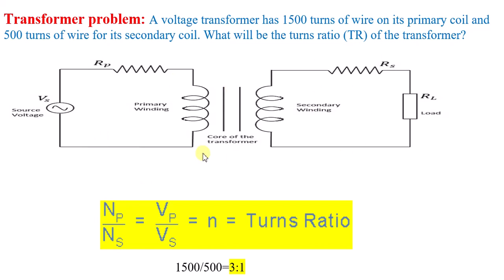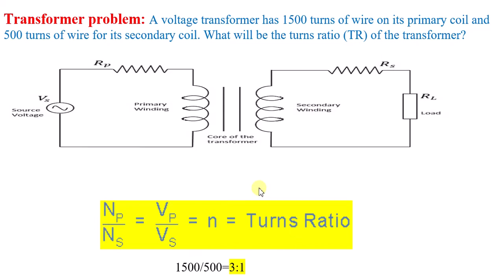Then this is the circuitry. This is the primary winding, so this is given. This is also data which is given, the turns on the secondary, and our aim is now to calculate the turns ratio, which is TR. Actually, this can be solved with the help of this formula.